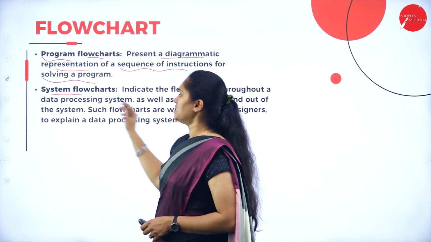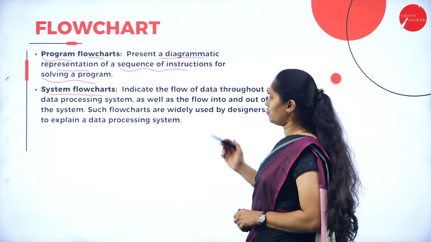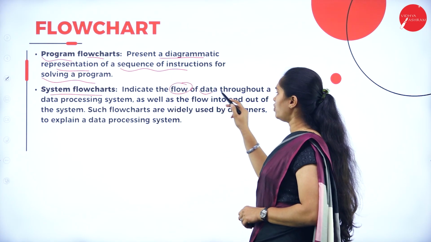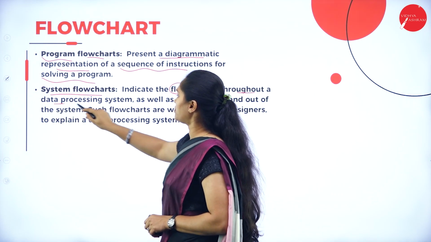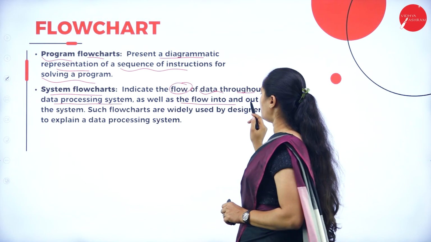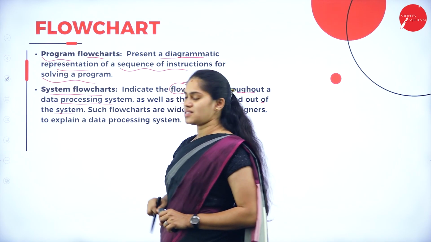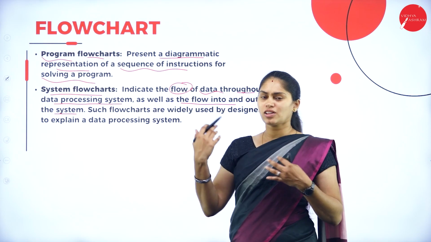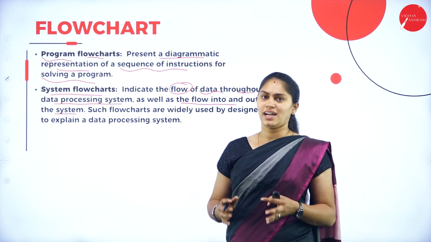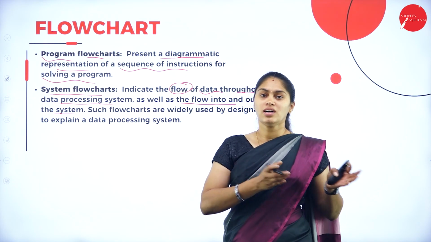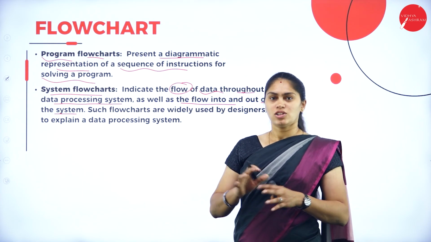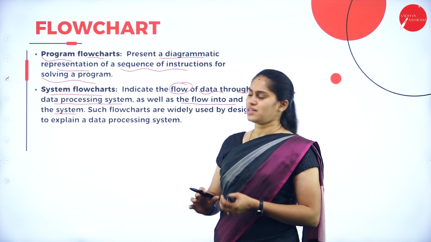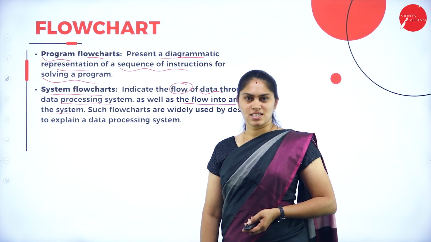And then we have the system flowchart. It is going to indicate the flow of data throughout a data processing system, as well as the flow into and out of the system. What input we are taking, what the output will be, and how it is flowing throughout all the processing of that data, from the time of taking input to the time of giving output. Throughout that processing, it is represented with the help of this system flowchart.